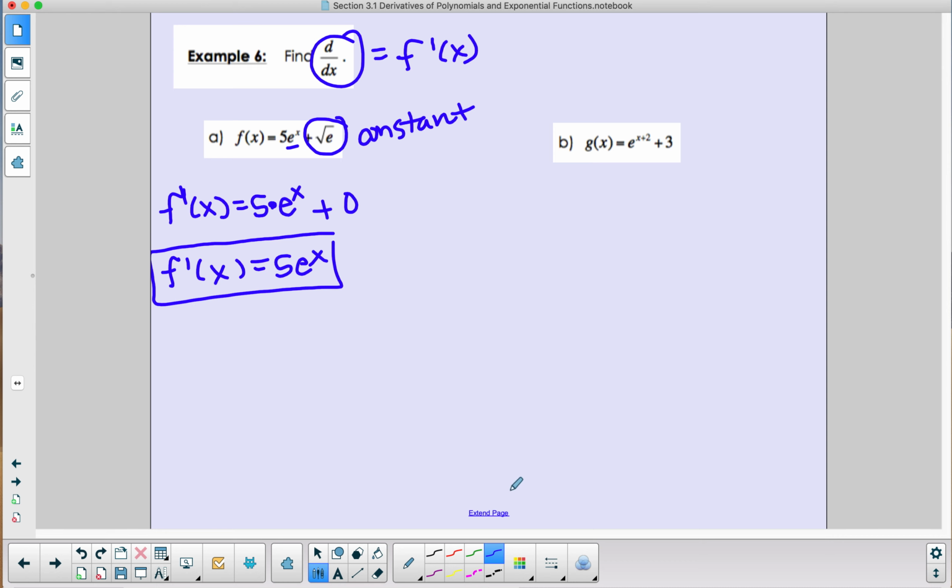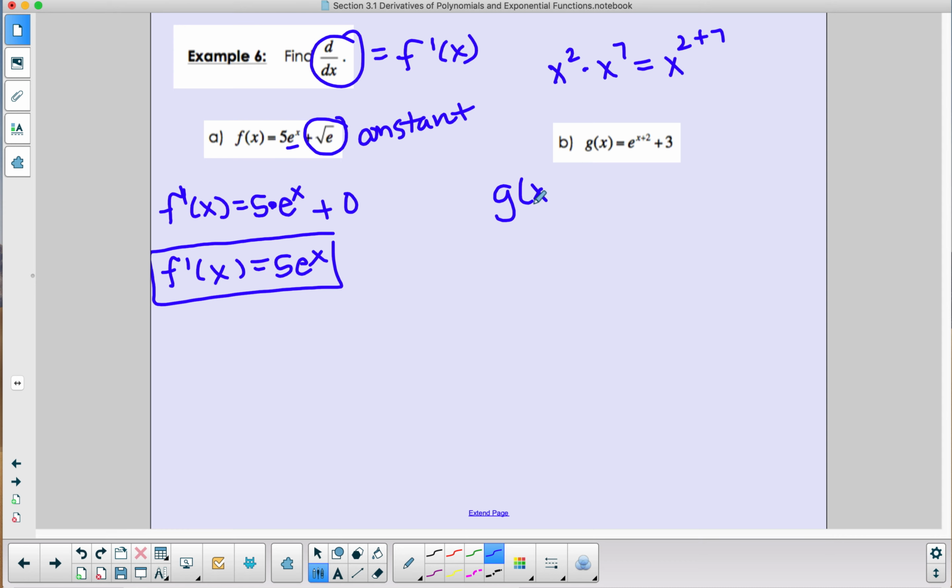Now 6b is not as straightforward. It's not just an e to the x, it's an e to the x plus 2. So what I need to do is use a little bit of my rules of exponents to rewrite this one. We don't know yet until section 3.4 how to take the derivative of e to the x plus anything else. So I would just remember we have x squared times x to the 7th. You typically put these together with addition, but you forget that you can actually go backwards. If I have two things being added in the exponent, I can rewrite it as a product, x squared times x to the 7th. So let's do that here.